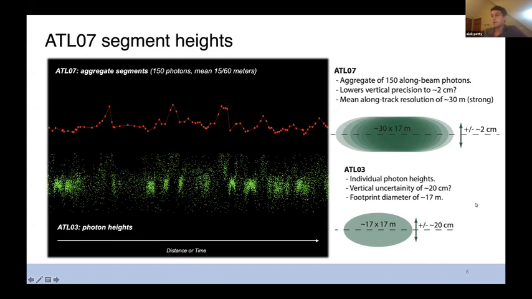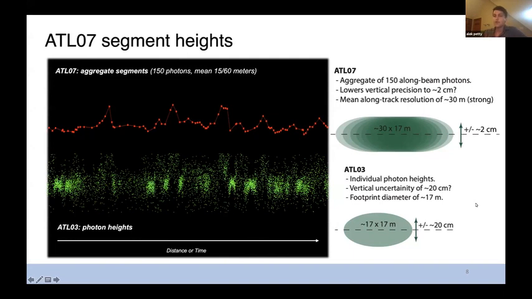There's also a difference based on the weak and the strong beams. Strong beams have around 4 times the energy of the weak beams. So again, it's going to be higher photon rates for those strong beams and shorter aggregation segment lengths. General mean segment lengths for the strong beam is around 15 meters or so, but again, there's a large spread there. And for the weak beams, it's around 60 meters, again roughly 4 times as large.